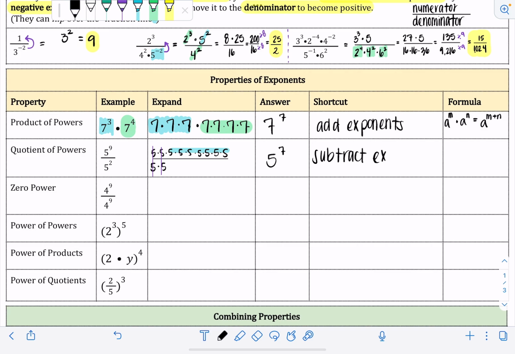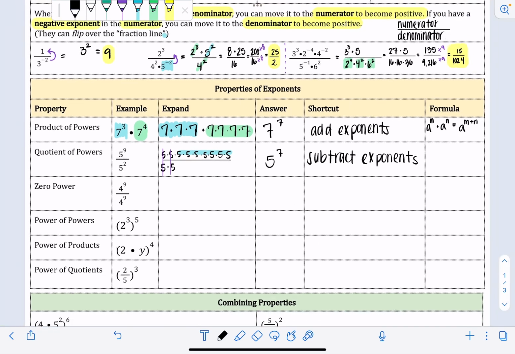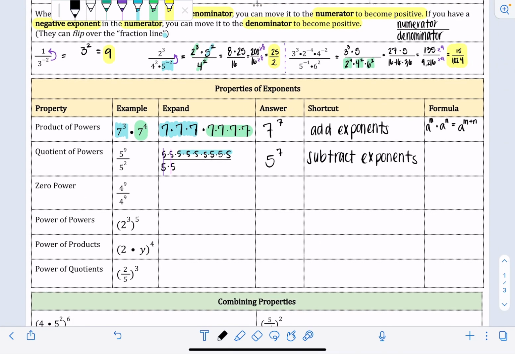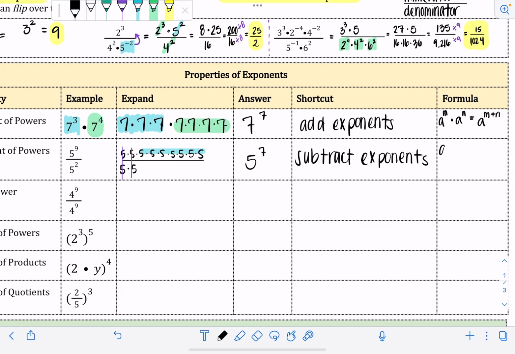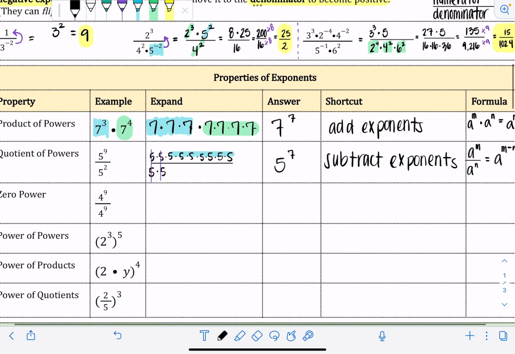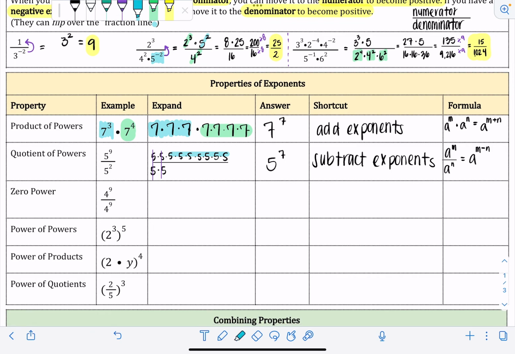I would really recommend, even if it's not right now, making a table like this for yourself so that you can follow along. And then the formula: if I have a to the mth power over a to the nth power, I can simplify it into a raised to the m minus n. So I subtract the exponents. It doesn't always have to be the one on top minus the one on the bottom. Wherever the higher power is initially, that's where the base is going to stay.